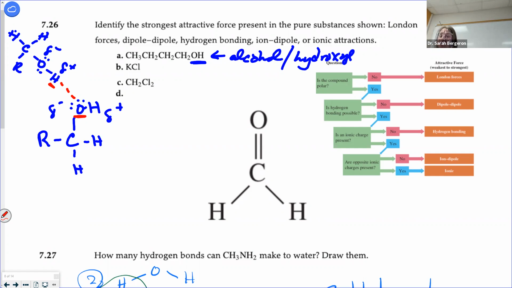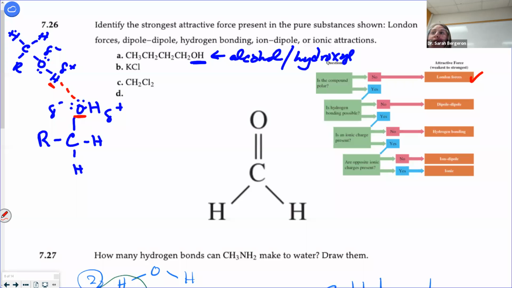Take a guess. There's 5 there. Is it London forces? Yes or no? Technically, yes, London forces is present. Technically, all molecules have London forces. So technically, it is present. But we're asked to identify the strongest attractive force.